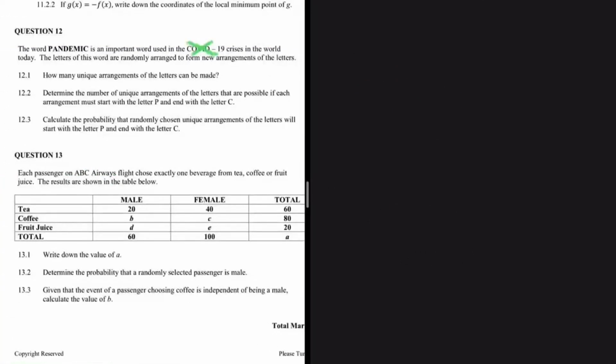So this is another question on the past trial examination, September 2021, Grade 12 Mathematics. So we have the word pandemic. So let me just write down the word. We have the word pandemic. And then 12.1 is asking how many unique arrangements of the letters can be made, right? How many unique arrangements of the letters can be made?